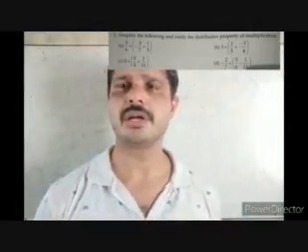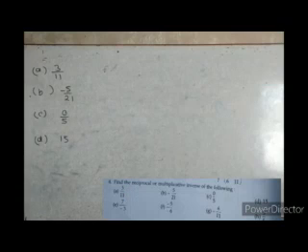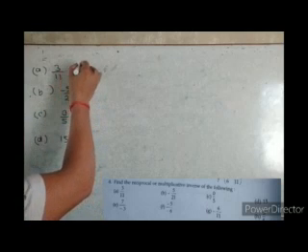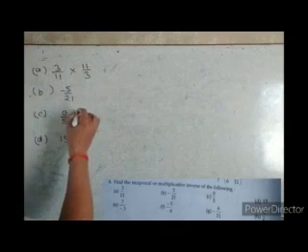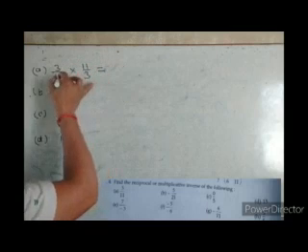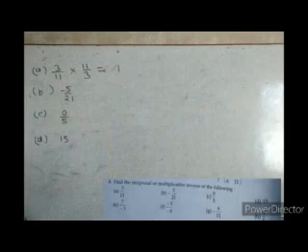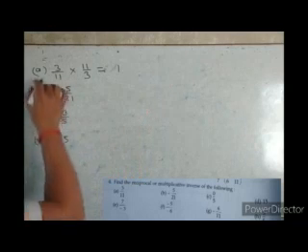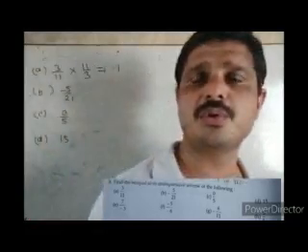So the inverse, we know, a multiplicative inverse of a number is a number which when multiplied with it, the result is 1. So when you multiply this with 11 by 3, then 11 cancels with 11, and the answer will be 1. So multiplicative inverse of 3 by 11 is 11 by 3. You can write multiplicative inverse or reciprocal of 3 by 11 is 11 by 3.